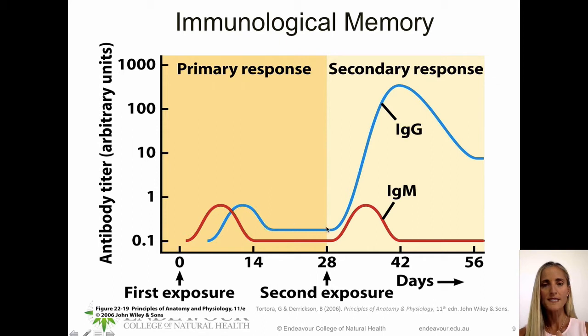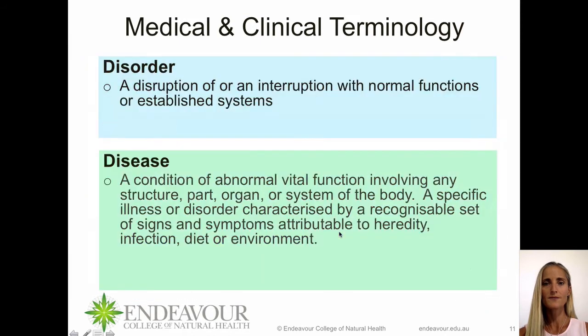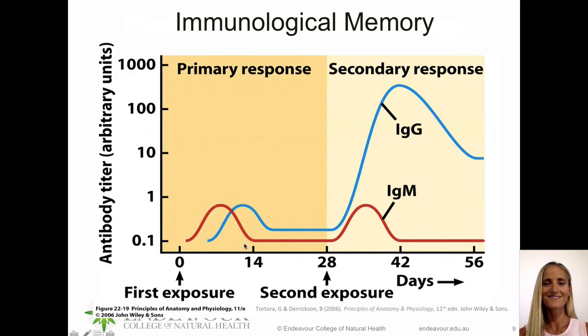And then upon this second exposure that's happening around 28 days, these memory cells shoot up. They shoot up through the roof, the IgG one does, and the IgM has a slight jump, and then it drops back down.